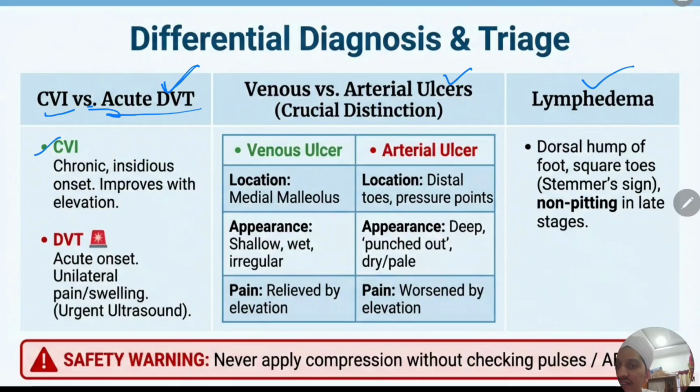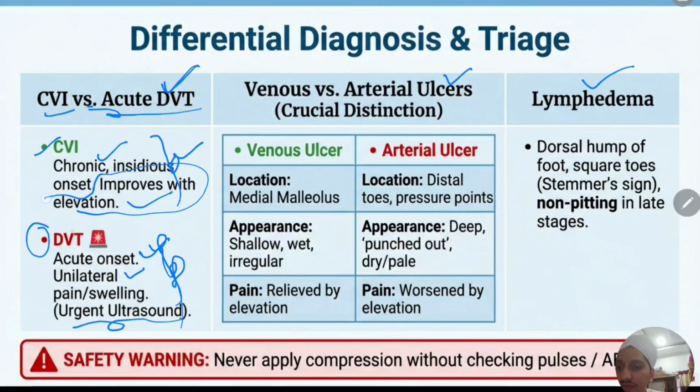Chronic venous insufficiency is chronic, insidious in onset, and improves with elevation of the legs, whereas DVT is acute onset, unilateral pain and swelling will be there, urgent ultrasound will be required, and the patient will have venous claudication, whereas venous claudication will be absent in chronic venous insufficiency. You can see some skin signs also there, but along with skin signs you can also have DVT. Just remember there will be venous claudication in DVT. It is acute onset, you will have unilateral pain and swelling. Chronic venous insufficiency will improve with elevation, but DVT will not improve with elevation, and there will be venous claudication.